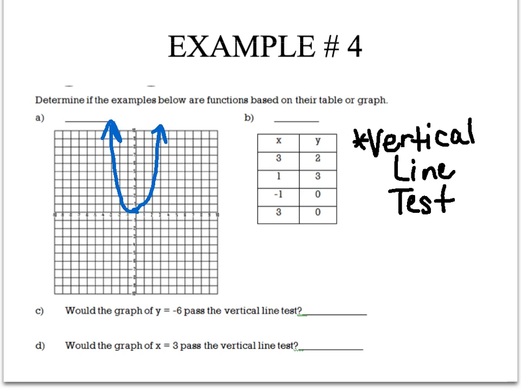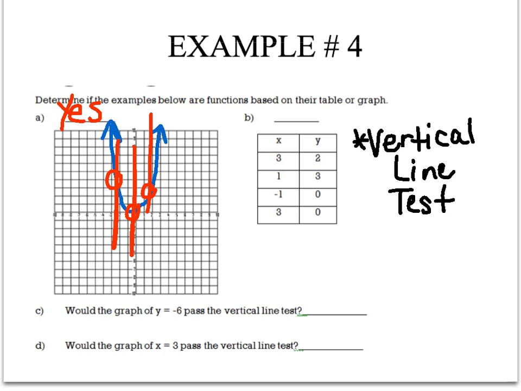And so I am going to use the vertical line test for part A to determine if this is a function. So I can draw any vertical line, and I only hit the graph in one spot. Vertical line, I hit it in one spot. Vertical line, I hit it in one spot. Each of the vertical lines is considered a separate test, and I only want to hit the graph in one particular spot. So this is yes, it is a function because it passes the vertical line test.